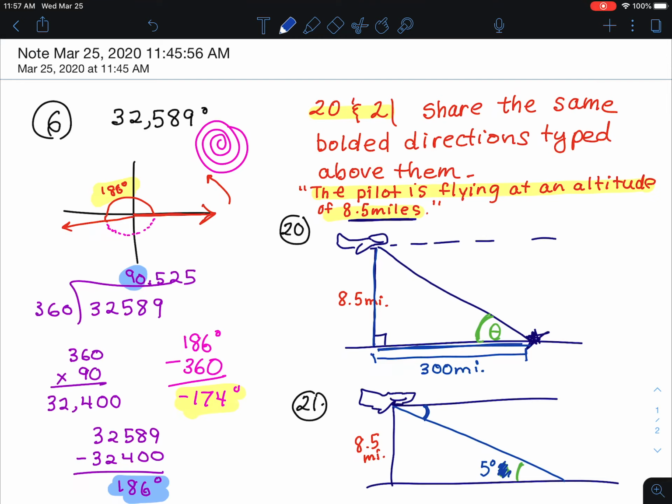That's 5 degrees. The question is, at what distance, and notice it says in parentheses there, as measured along the ground, so this is talking about that horizontal distance, should the pilot begin his descent? And so in 21, we are trying to solve for that side that's labeled X, and in 20, we are trying to solve for the angle right there.